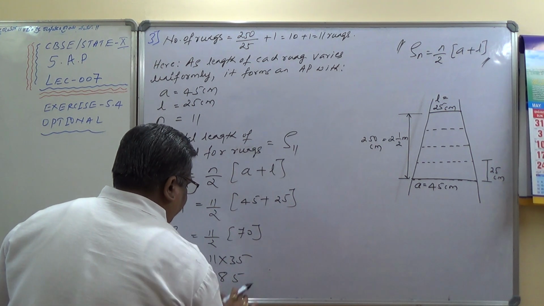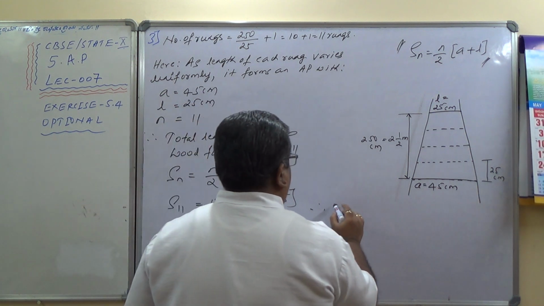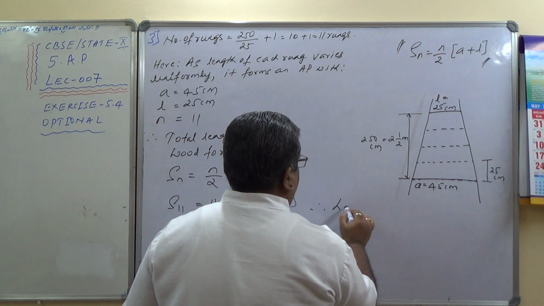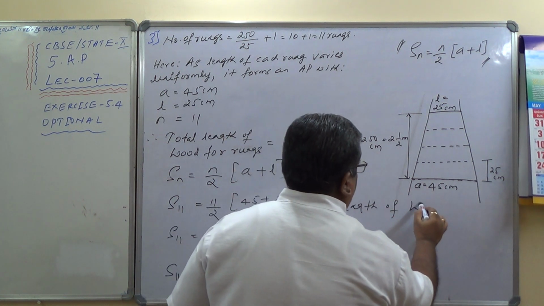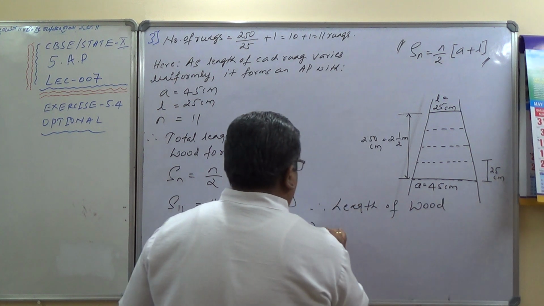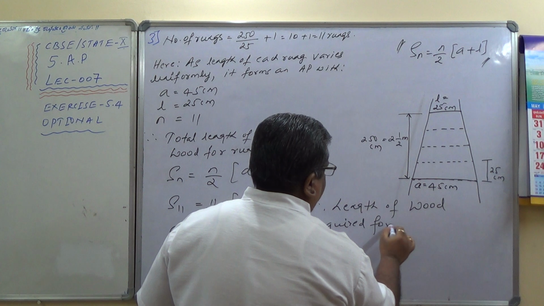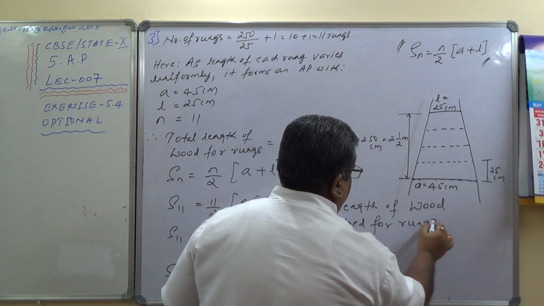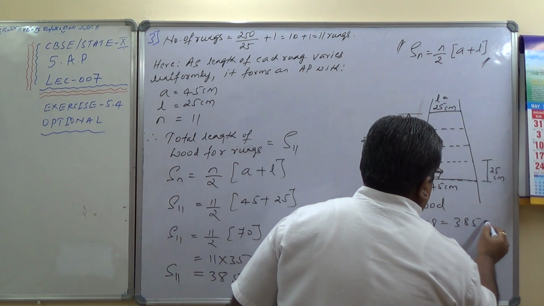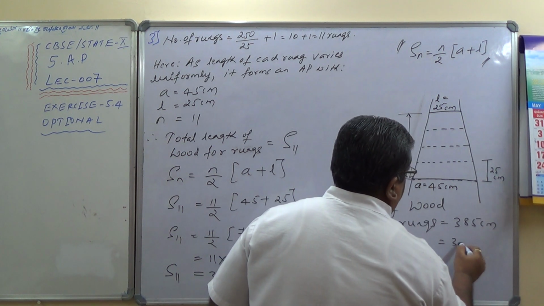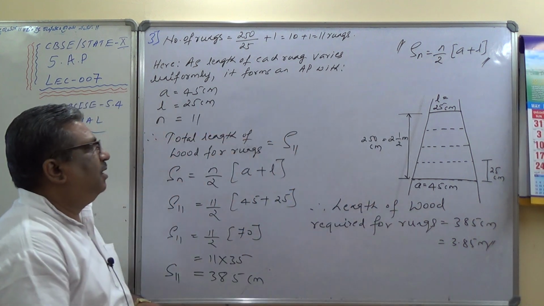This is centimeter. Therefore, length of wood required for rungs equals 385 centimeter, which is 3.85 meter. So note it down.